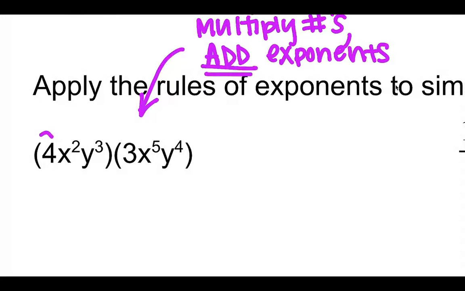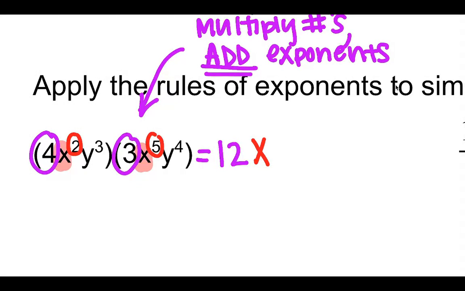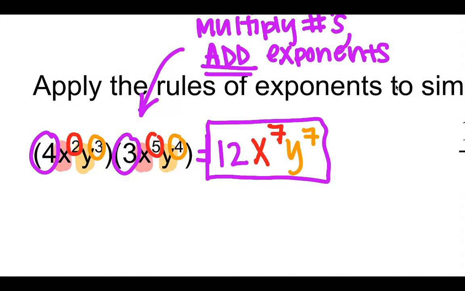So again, I'm going to take the 4 and the 3. We're going to multiply them, so I have 12. Then I move on to the exponents. So I've got x's first. So x is my base. Then I add the exponents, so 2 plus 5 is 7. Then I'm going to move on to the y. That's my base. And I'm going to add the exponents. 3 plus 4 is 7. So this would be my answer in simplest form. 12 times x to the power of 7 times y to the power of 7.